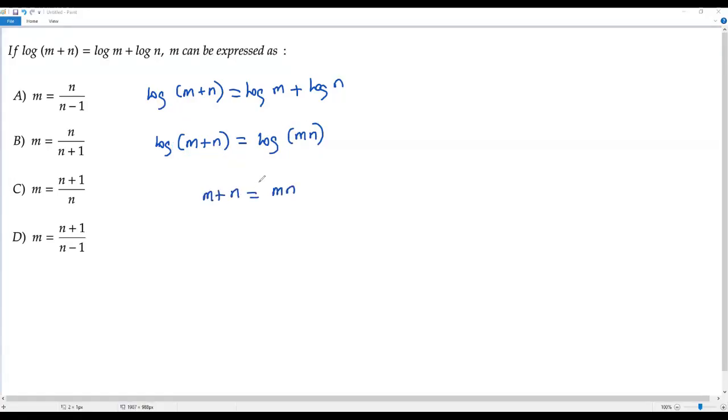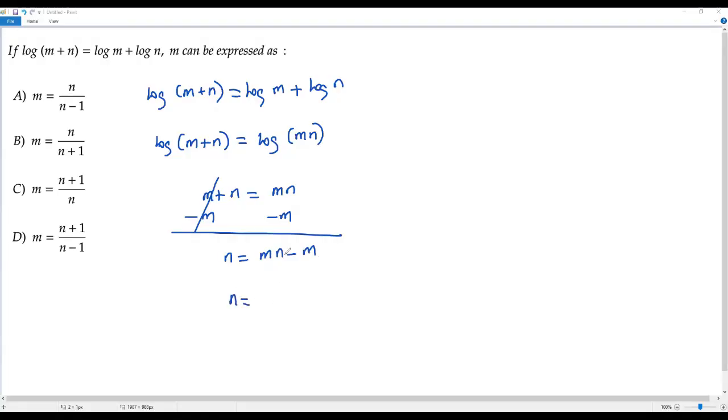My aim is to solve for m. But here the terms which contain m are on both sides of the equation. So here we have the term which contains m, and here we have the term which contains m. To solve for m, we have to get rid of the term which contains m on one of the sides of the equation. Let me get rid of this m. For that, I have to subtract m from both sides. When I do so, this positive m and negative m will cancel out. Then I'm getting n equals mn minus m.